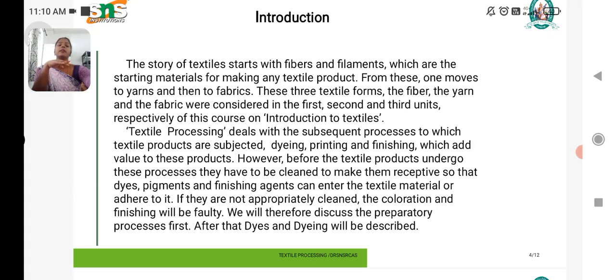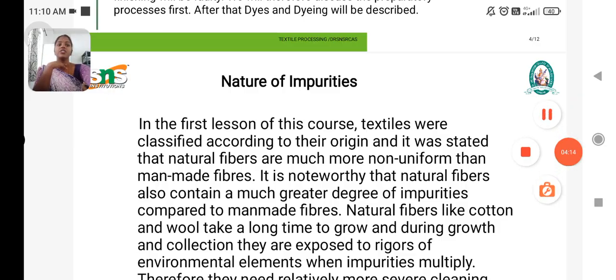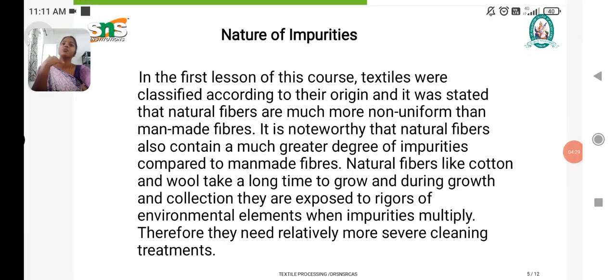Then we are going to see about the nature of impurities. In the first lesson of this course, textiles were classified according to their origin, and it was stated that natural fibers are much more non-uniform than man-made fibers. It is noteworthy that natural fibers also contain a much greater degree of impurities compared to man-made fibers.